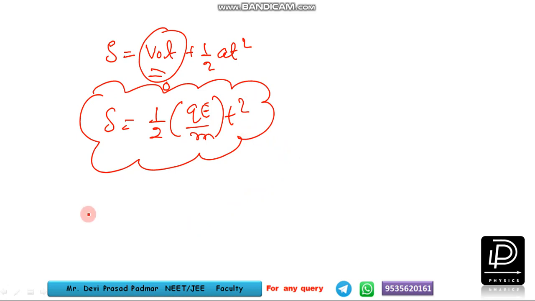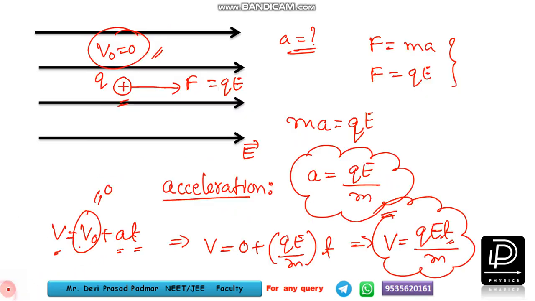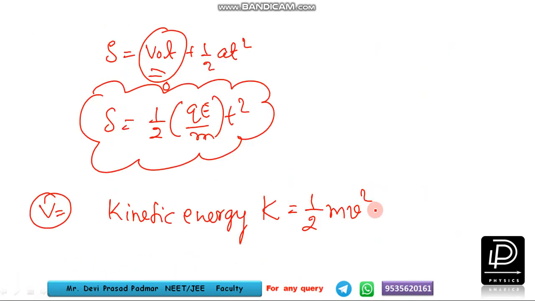Okay. Similarly, as you know velocity, you can calculate kinetic energy, right? Kinetic energy k, that is half m into v square. Half into m into v square. So what is the value of v? Let us see here, right? So what is the value? Value of v is qEt divided by m. Just substitute that value.